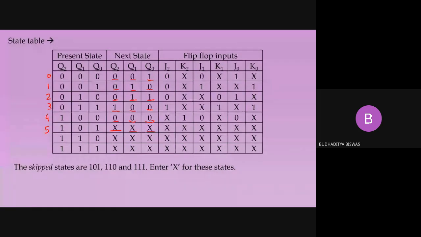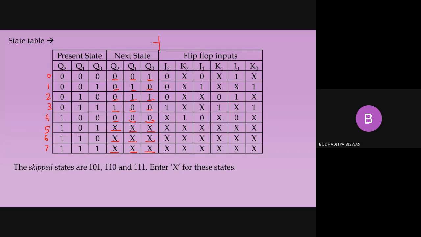In our design, the state should not come. We are not actually using the 5 state. So if accidentally 5 is there, then the next state may be anything. If the present state is 6 or 7, the same applies, because 6 and 7 we are not using in our design. So that's why the don't care conditions are there. Up to the 6th column, I think it is now clear to you.